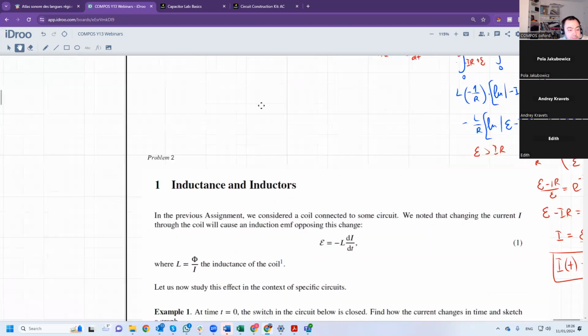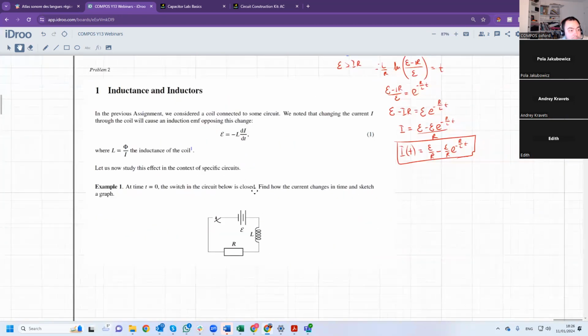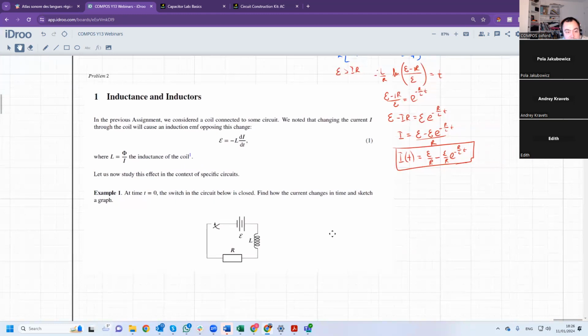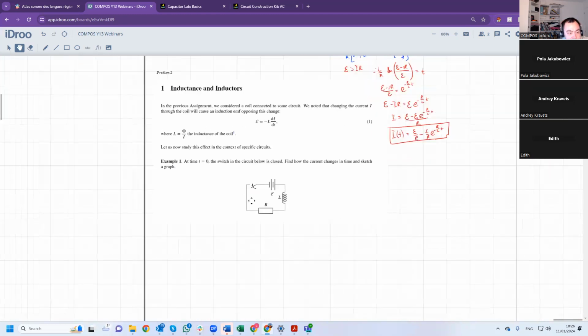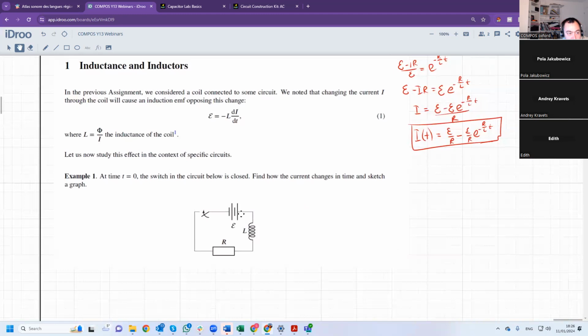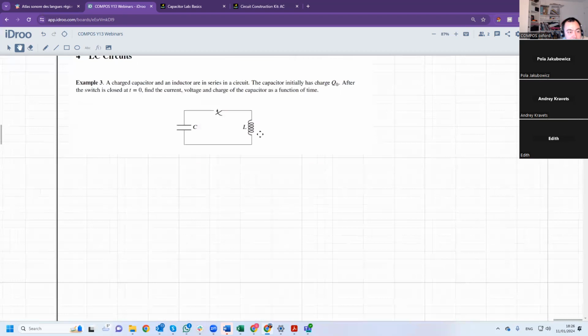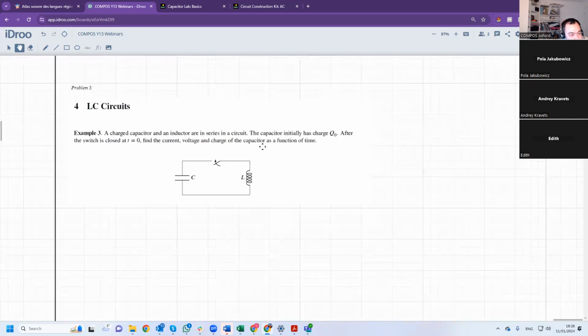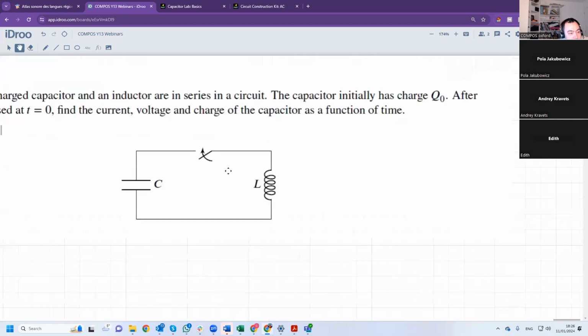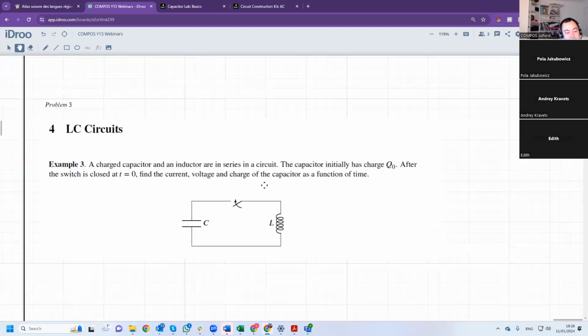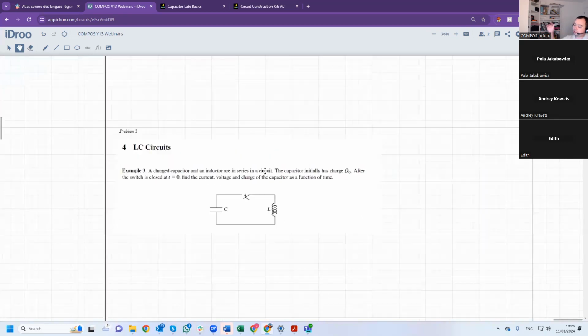And okay, this is what. Oh, I've solved this exact example here. Okay, and for an LC circuit, basically what the inductor does, the inductor prevents change in current.